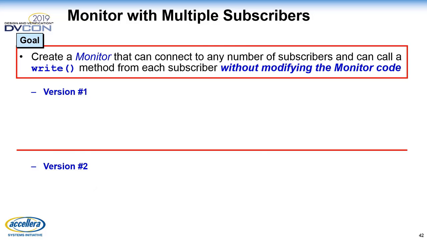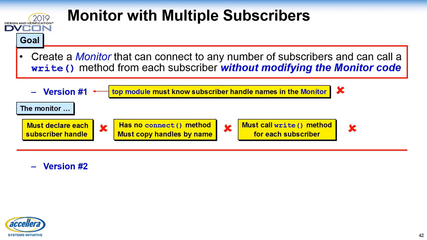So our goal is we want to create a monitor that can connect to any number of subscribers and can call a write method from each of the subscribers without modifying the monitor code. So there's the goal. I'm going to show you two versions. In the first version, we will not achieve the goal. In the first version, the top module must know subscriber handle names in the monitor. That's bad. The monitor must declare each subscriber handle separately. That's bad. It will have no connect method to copy handles, so the handles have to be copied by name. That's bad. It must call a write method for each subscriber individually. Also bad. Well, let's fix all of that.